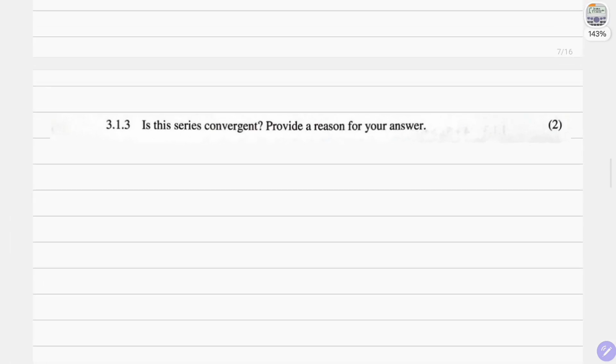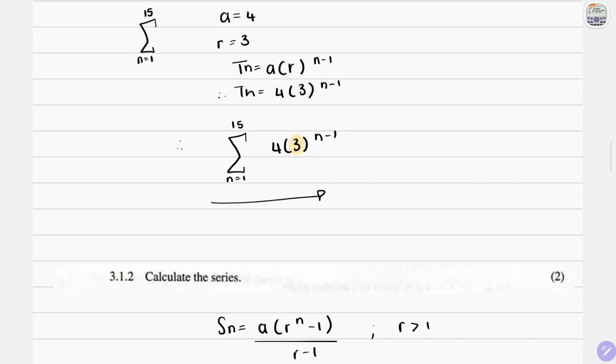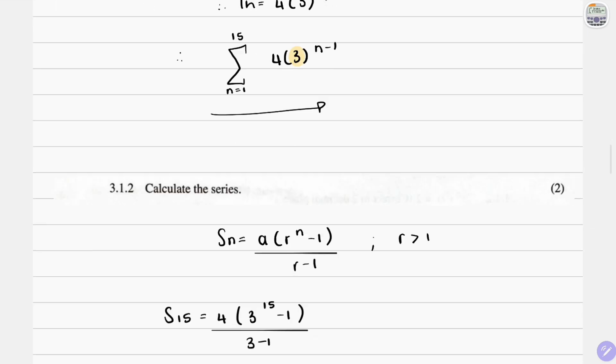Question 3.1.3 says, is the series convergent? And we need to provide a reason for our answer. Well, look at the ratio. It's 3. Because this series keeps multiplying by 3, the previous term multiplies by 3 to get to the next term, it's just going to become infinitely big. It's not reducing and heading to a specific number. It's not converging.